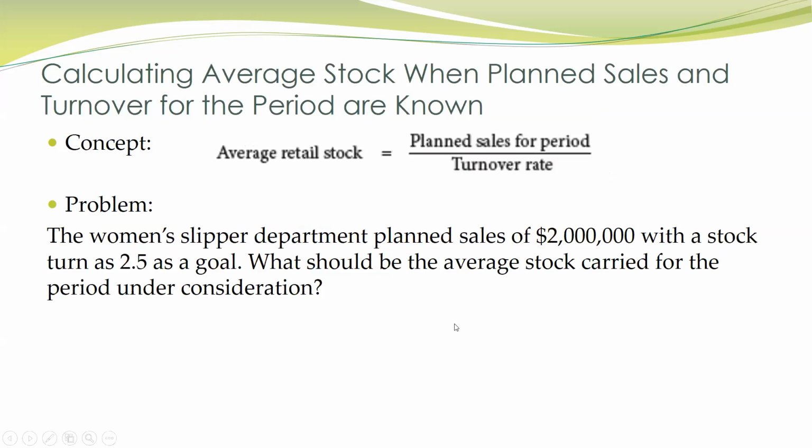And the same exact formula, we flip it around. Remember, out of the 3, if you know 2, you can find the third one. So you flip the formula for looking at average retail stock, which would be planned sales divided by the turnover. What do you think is the average retail stock with the given figures?